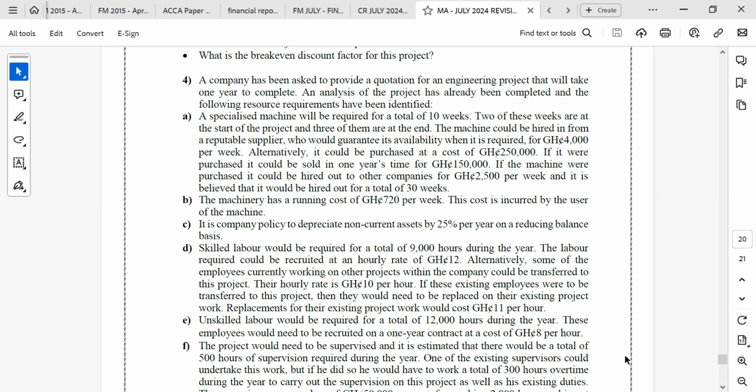Okay. D, skilled labor will be required for a total of 9,000 hours during the year. The labor could be recruited at an hourly rate of 12 cedis. Let's come here. What is the cost of hiring if we want to go outside to pick people to come and work for us? What would be the amounts?